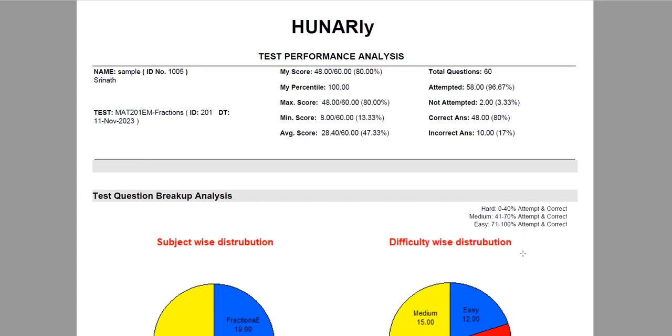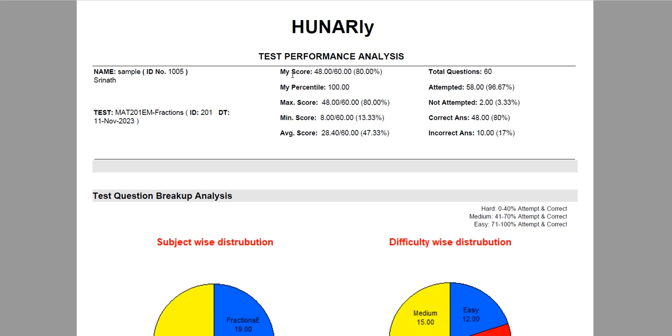I'm going to show you how to understand or read the report that we have sent after the child has taken the assessments with us. So the first section here is about the name of the student, the ID. The ID will allow you to track how the child is performing on each of the topics.